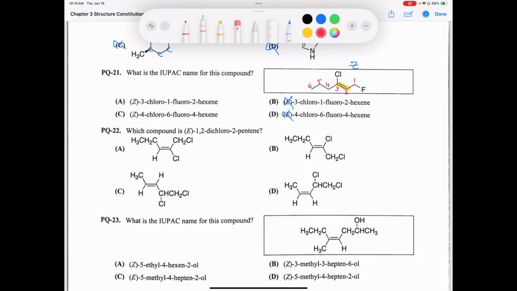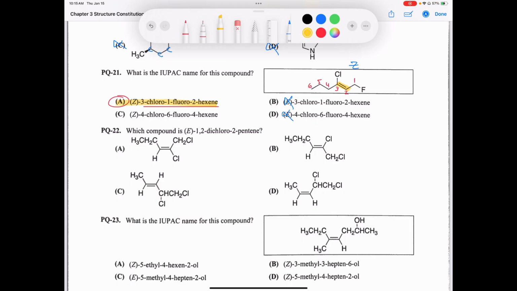And so we have a 3-chloro, 1-fluoro, 2-hexene, and it's a Z compound. And so the answer is going to be A for this one. All right, number 22, which compound is E?